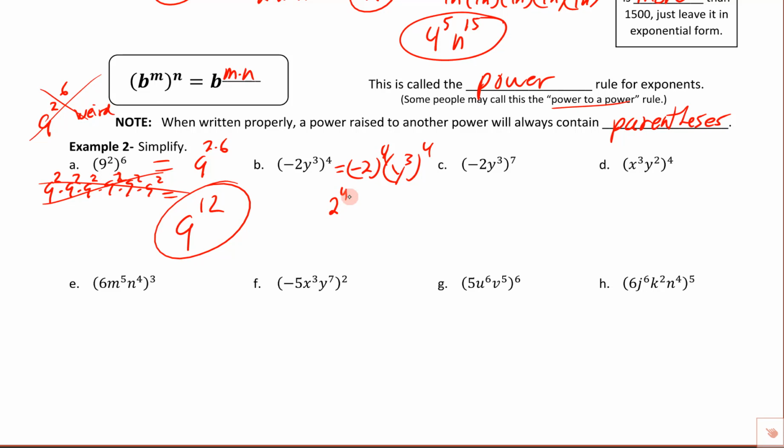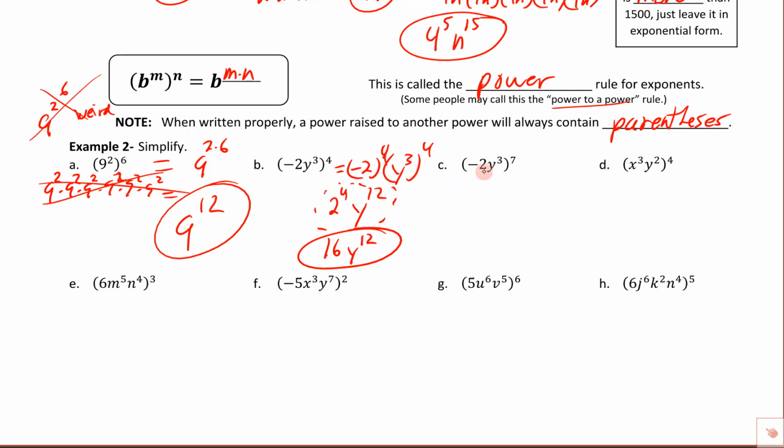So this would be 2 to the 4th, and this is going to be y to the 3 times 4, so that would be y to the 12th. If you want to write it like that, I'm okay with that. If you want to change this, 2 to the 4th is 16, so 16y to the 12th. Let's go ahead and circle that, and we'll call it good there.